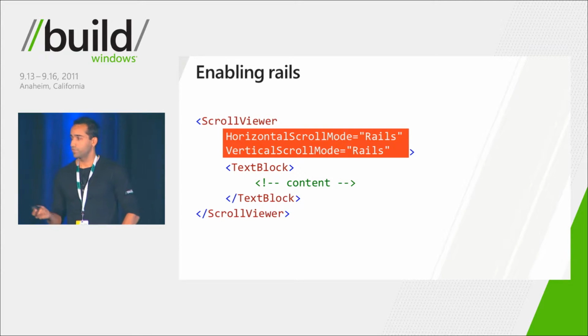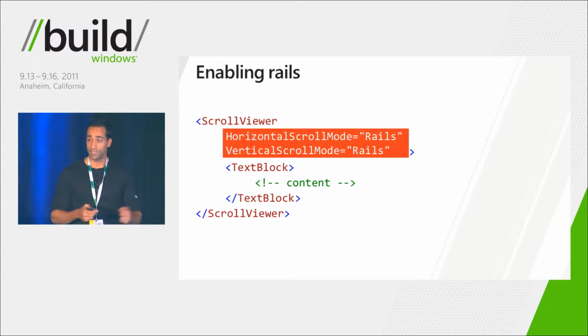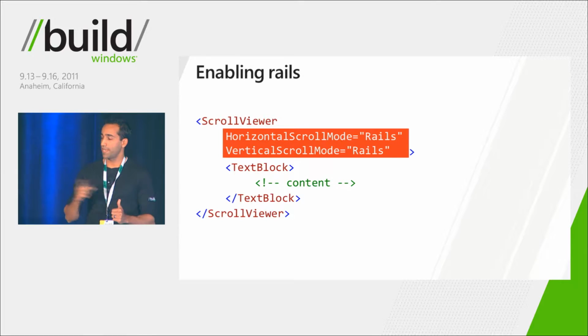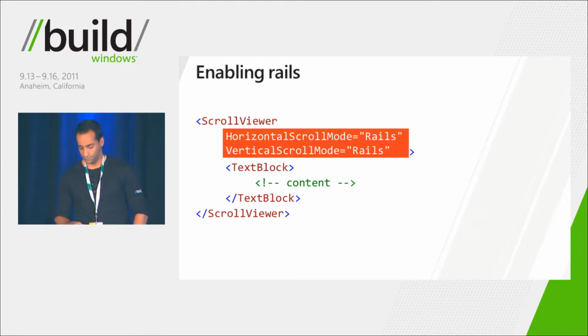So in case you're not familiar, horizontal scroll mode and vertical, they can be enabled, disabled, or Rails. So enabled means you want panning in that direction. Disabled means you just don't want any panning. And Rails means you want panning, but you want that experience I showed you where you snap to the horizontal or the vertical rail.